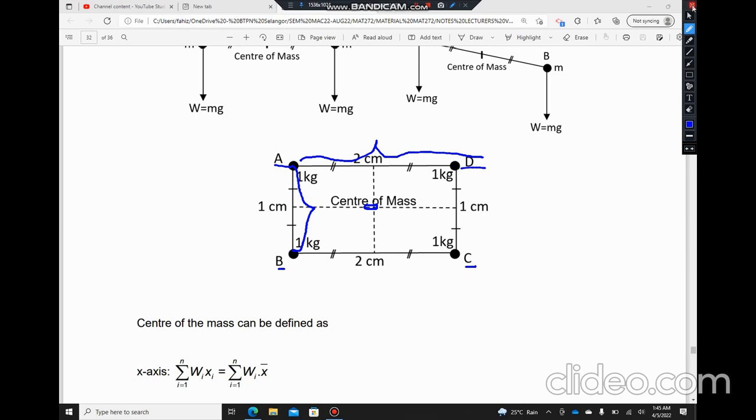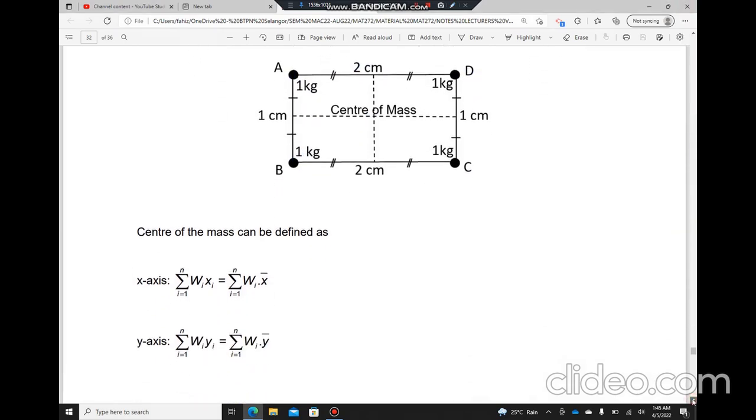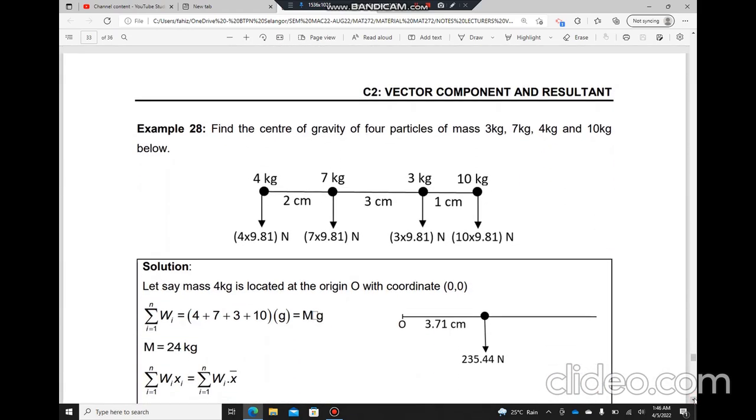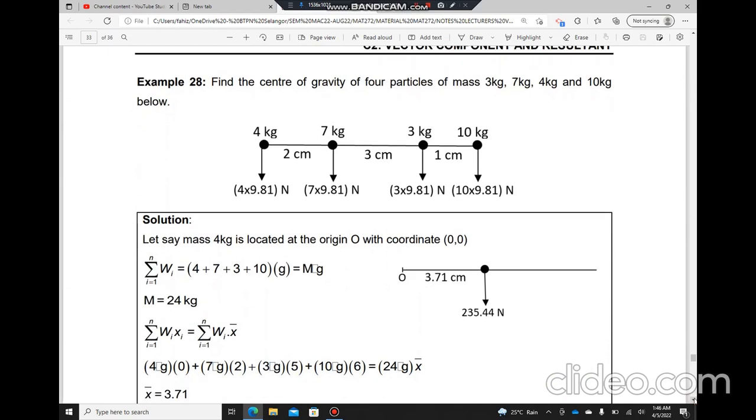Okay, we have the formula here. Center of mass can be defined as, for X axis, sum of WiXi, maksudnya weight kita akan darab dengan koordinat X, equals to W x-bar. X tanda ni maksudnya purata bagi X. Okay, same with Y axis. The formula is sum of WiYi equals to W y-bar. So Y tanda ni adalah purata bagi Y. Okay, so untuk lebih faham, kita try to discuss example 28.